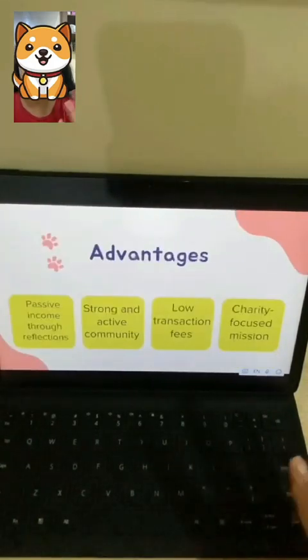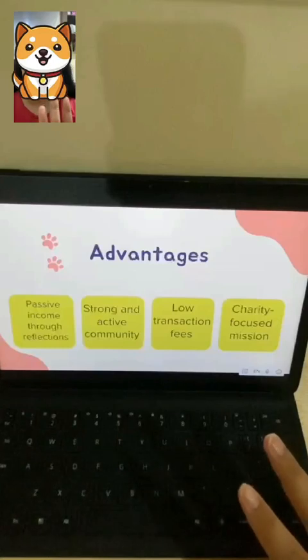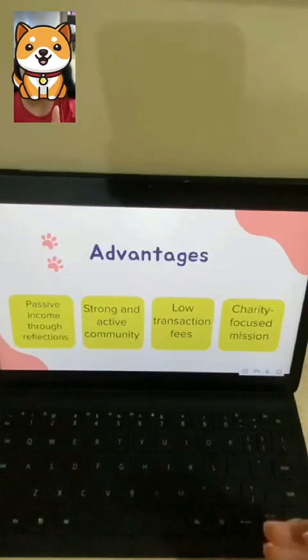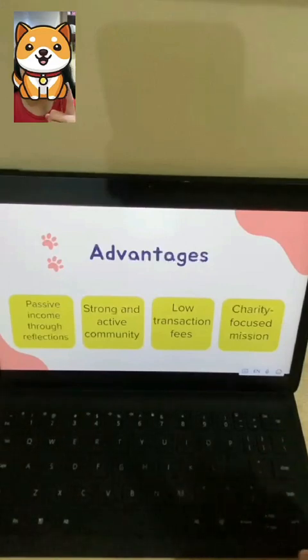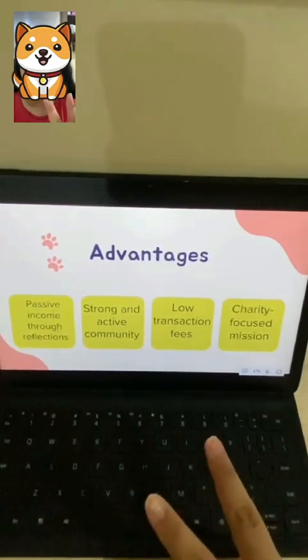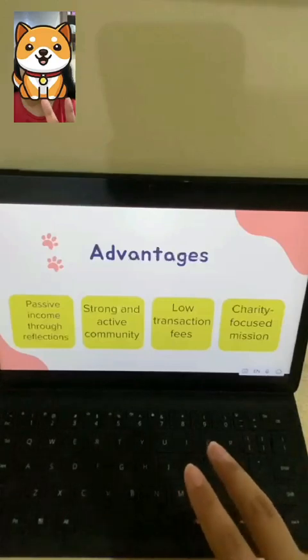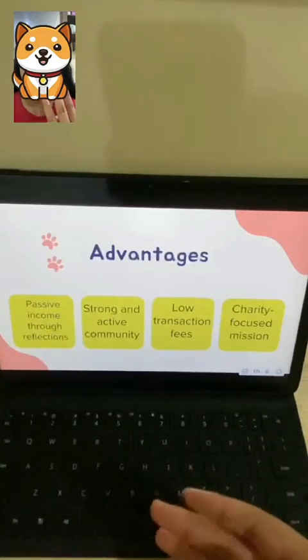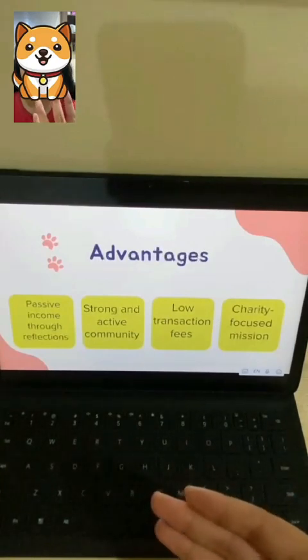There are four advantages of Baby Dutch. Baby Dutch has passive income through reflections. That is the first one. The second one is a strong and active community. The third one is low transaction fees. And the fourth one is a charity-focused mission.